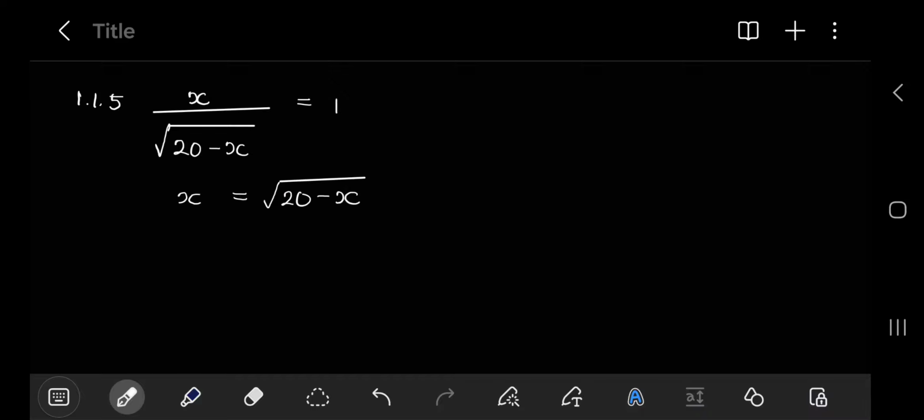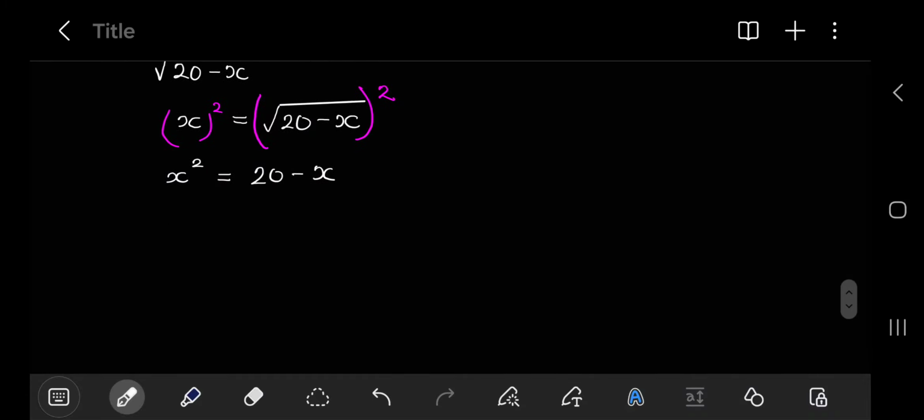Now the whole aim of isolating the surd is so that you can get rid of it. This is a square root. So to cancel out a square root, you are going to square. But because it is an equation, what you do on one side, you have to do on the other side as well. So squaring the left-hand side, we have x squared. On the right hand side, the square and the square root cancel each other out. So we're left with 20 minus x. Let's take that 20 minus x over to the left. We have x squared plus x minus 20 is equal to 0.